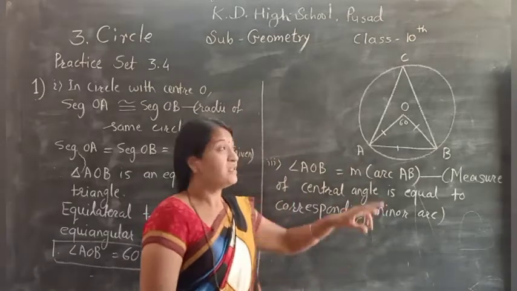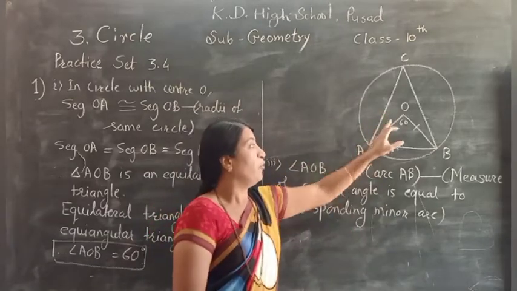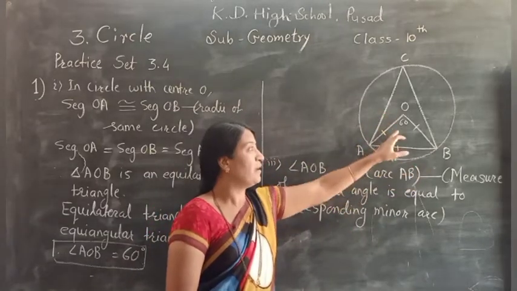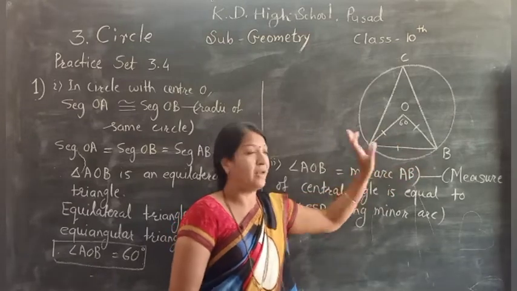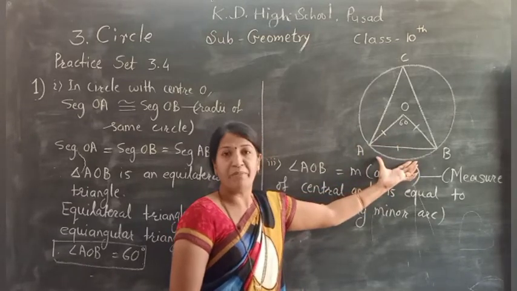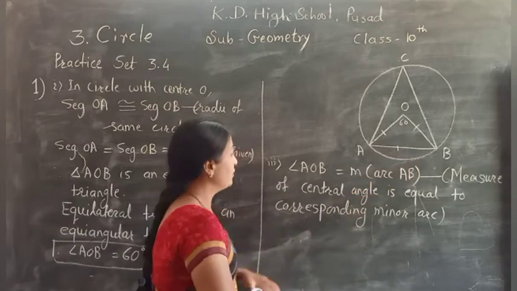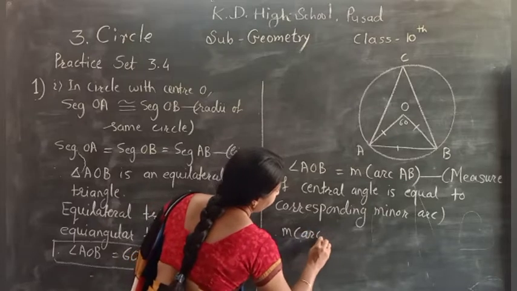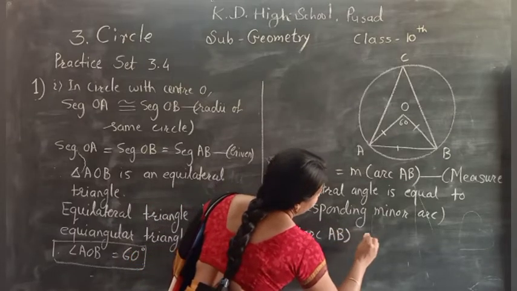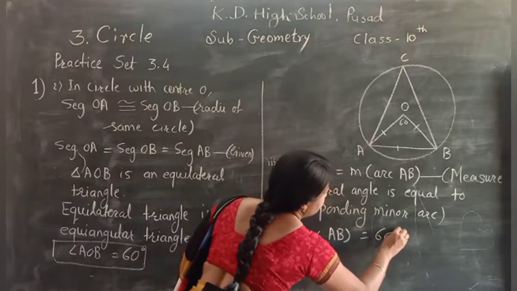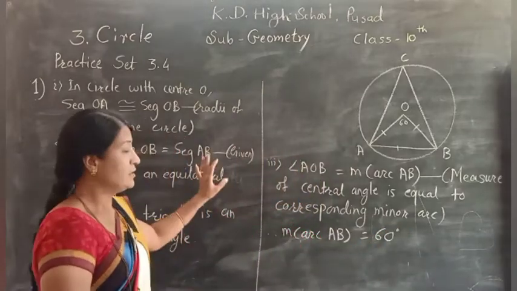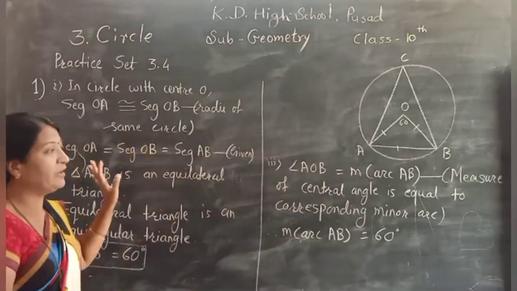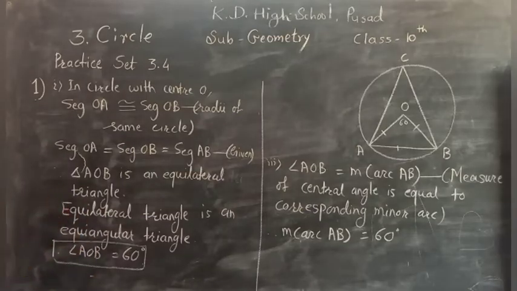Okay, as O is the center of the circle, AOB is a central angle, and measure of central angle is equal to the measure of corresponding minor arc. So measure of arc AB is 60 degree. So mention here therefore measure arc AB is equal to 60 degree. This is our third sub question. So first of all, take a screenshot because we want to clean this. Then we continue second.